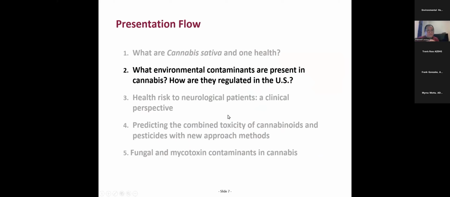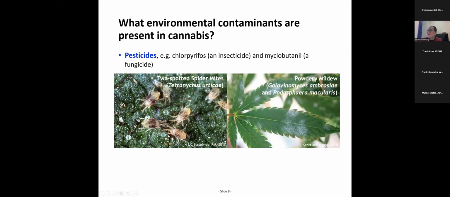Okay, next, after an introduction, I want to talk a little bit more about environmental contaminants in cannabis and how they're being regulated right now in the US. Okay, so first, what are environmental contaminants that can be found in cannabis? Now, there are four major categories of environmental contaminants. The first category is pesticide, things like chlorpyrifos, myclobutanil.